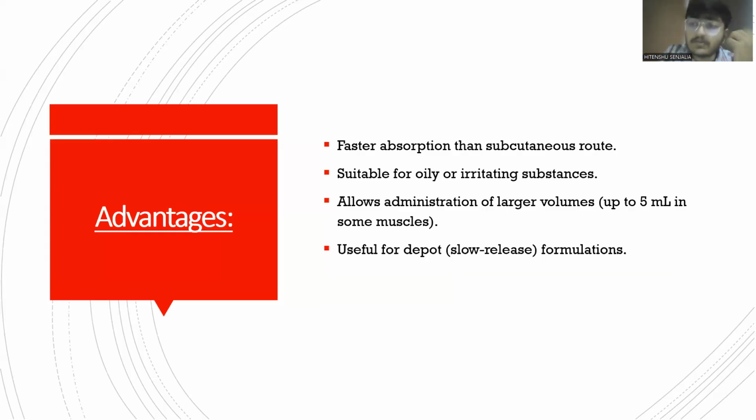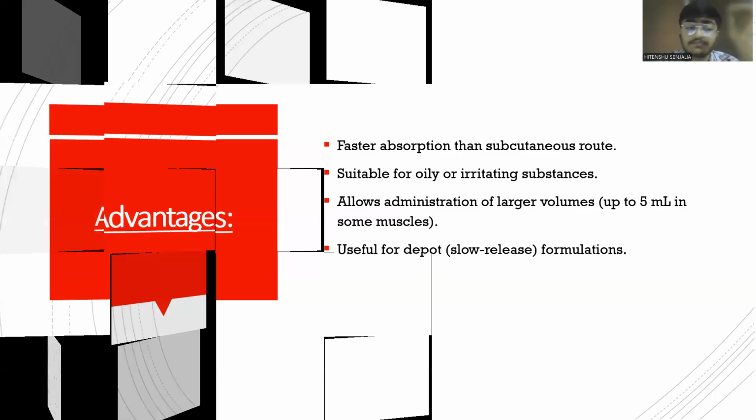Meaning that if a person takes drugs orally, the absorption will be slow, and the amount absorbed will be low. But in the intramuscular route, the volume can go up to 5 ml in some muscles. It is also useful for slow-release formulations.